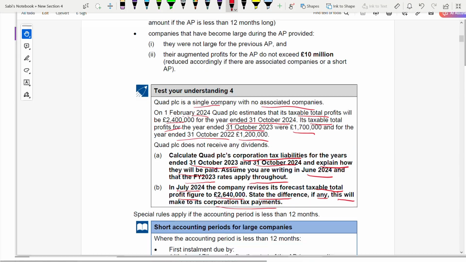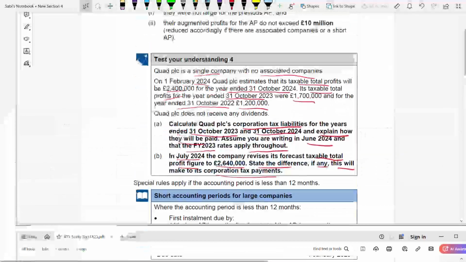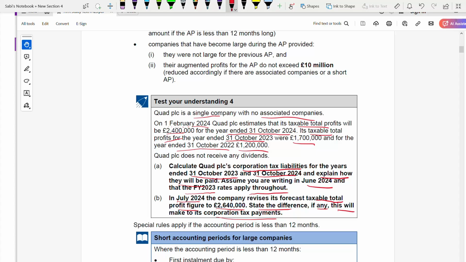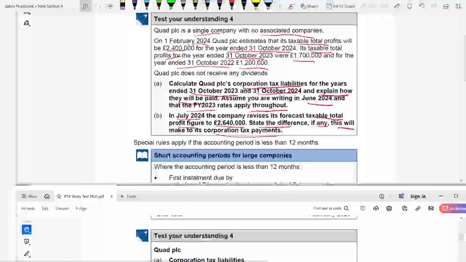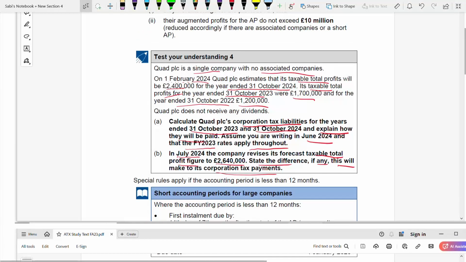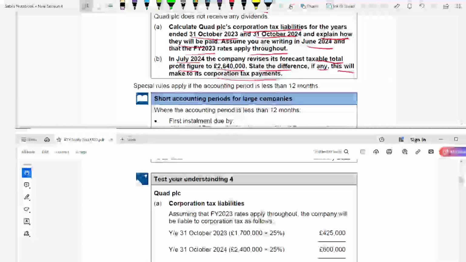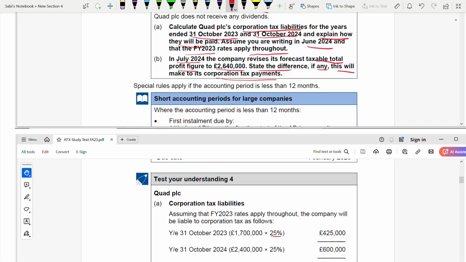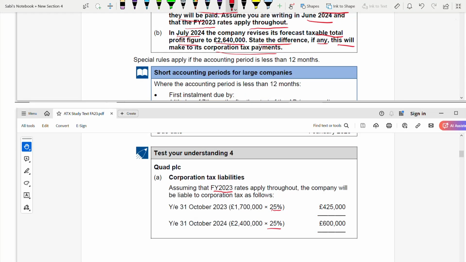Okay, so now we'll calculate the first one. We can calculate based on 1.7 and based on the forecasted figure. We want 2023 and 2024. We don't want 2022 corporation tax. So for 2023, it will be on this 1.7 million. What rate? 25% rate. Okay, because FY 2023 rates will apply. And also 25% on this one for these two dates. So we got the corporation tax of 425 and 600.